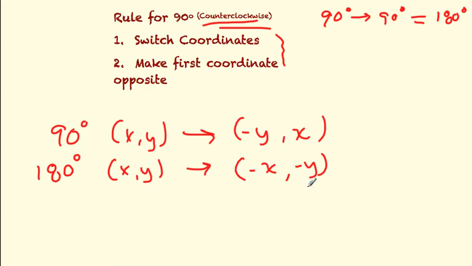So that's our rule for 180 degrees. How about for 270? Can you figure out 270? All right, so switch the coordinates of 180. Okay, we're going to rotate 180 by 90 more degrees. All right, so switch the coordinates, make the first one the opposite.